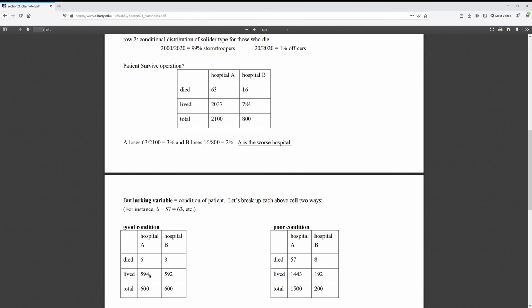Hospital A lived 594. Hospital A lived 1443. Well, they're either in good or poor condition, not both, not neither, so they add up to 2037, and so forth and so on. 592 plus 192 is the 784. And of course the totals as well. 600 plus 1500 is the total at Hospital A. 600 plus 200 is the total at Hospital B.